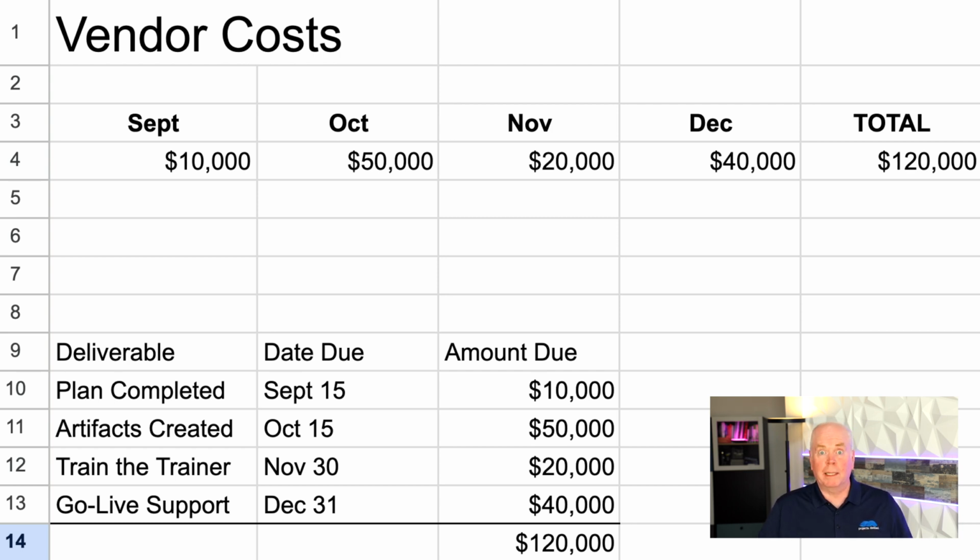First one is completing the planning. So that's worth a little bit of money. They spent some time on that. So that's that first payment in September. The next milestone is artifacts created. So we're assuming that they're helping us to implement this and train our users. So they have to build those training documents. That's what that October payment is.